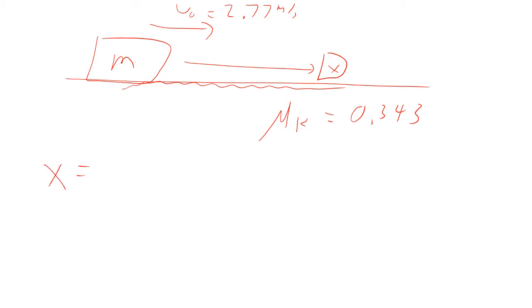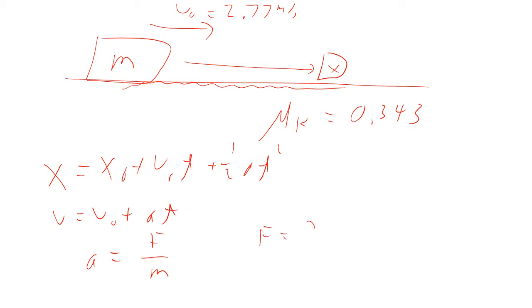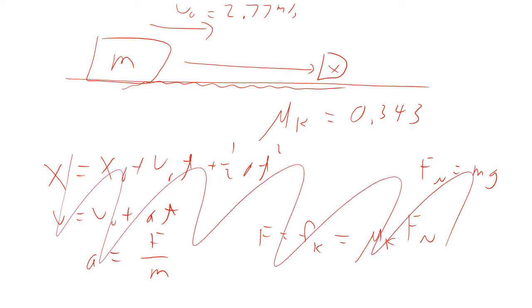Okay, so x equals x naught plus v naught t plus 1/2 a t squared. v equals v naught plus at. a equals F over m. The F is given by the frictional force, which is given by mu sub k times the normal. The normal is going to be equal to mg in this case. Plug everything in and solve. You all know how to do that. This is all chapter 2 stuff and chapter 5 and 6 stuff.